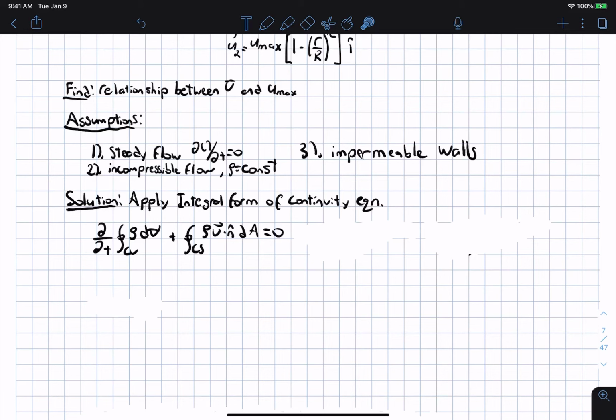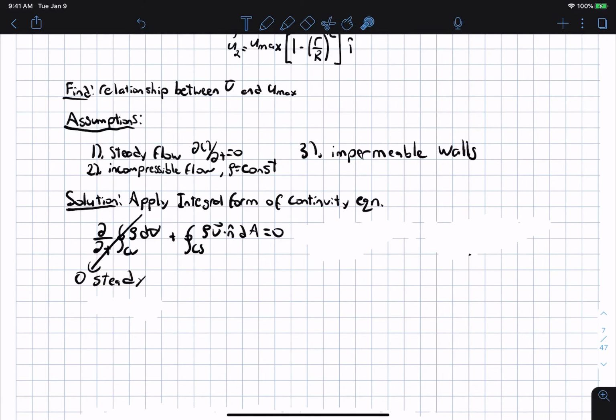Well, we assume steady flow, so that means we can cross out this term here. That's steady. And in your homework, I want you to start from this expression here and explicitly cross these terms out. Basically, just like I'm doing right now.